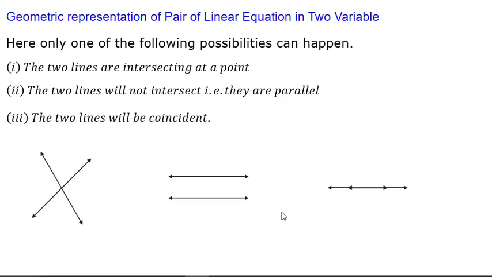Can you think of any other condition for two lines? No. So there are only three conditions possible. This is the graphical representation, that is, I am showing the pair of linear equations in two variables on the graph paper. And the algebraic representation is what? I will write two equations like we have done in the previous slide, that is, a1x plus b1y plus c1 equal to 0 and a2x plus b2y plus c2 equal to 0. This is the algebraic representation of a pair of linear equations.